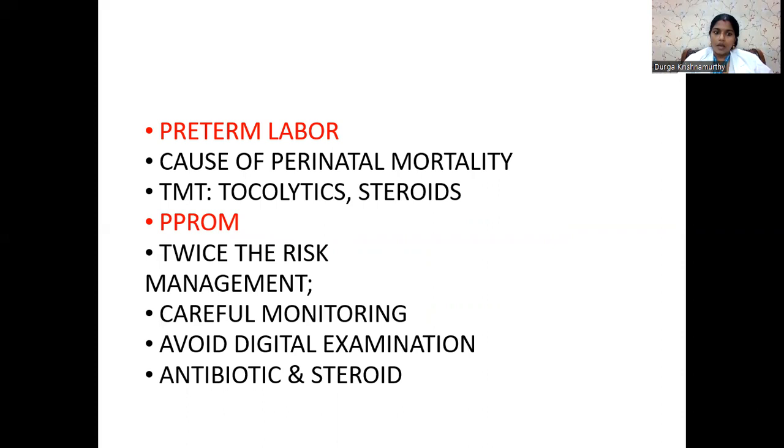Preterm premature rupture of membranes is also there, which is twice the risk. Careful monitoring is essential. So in such cases which happen in multiple pregnancy, avoid digital examination. Give appropriate antibiotics and start steroids. The risk of chorioamnionitis is really increased in such cases.